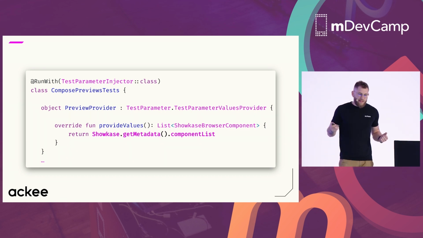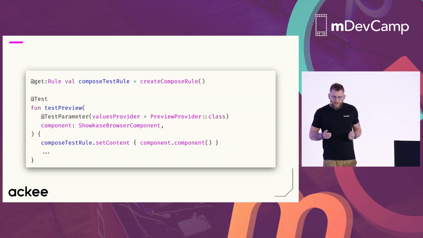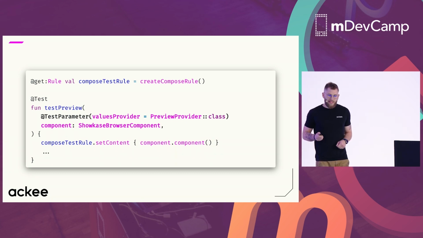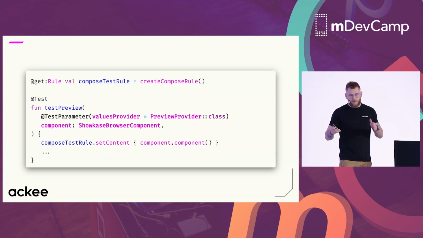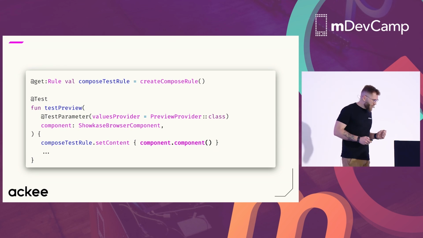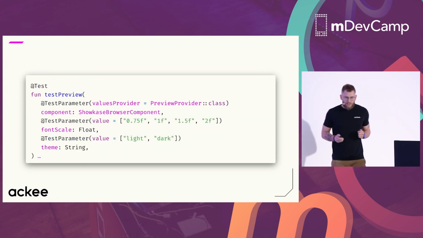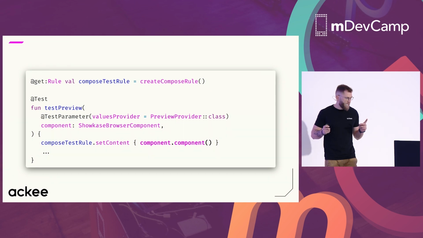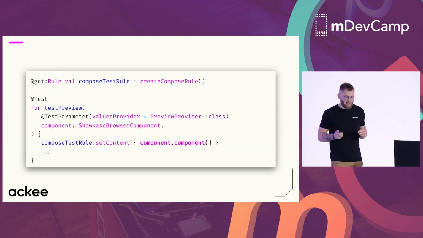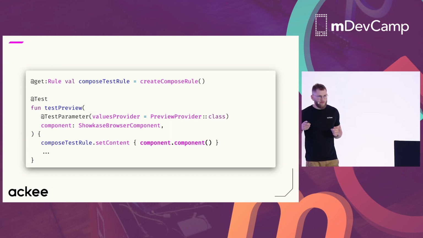And then if I have defined this provider, I can write my test, which will accept this parameter annotated with the TestParameter class. And this ShowcaseBrowserComponent contains a component method, which will return me the content of the preview. And I can set it to my compose test rule, as showed earlier. So that's how to use the showcase for retrieving all of the previews.